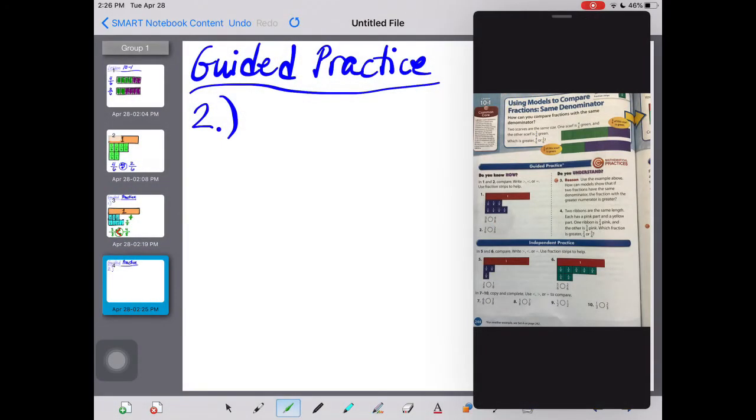All right, for number 2, we're not given any pictures here. We are just given the fractions. So we're being asked to decide what is 3/6 compared to 2/6. Now we could draw pictures, but let's handle this without the pictures. So I'm going to walk you through the thought process that I want you to do as we're moving on in these problems.